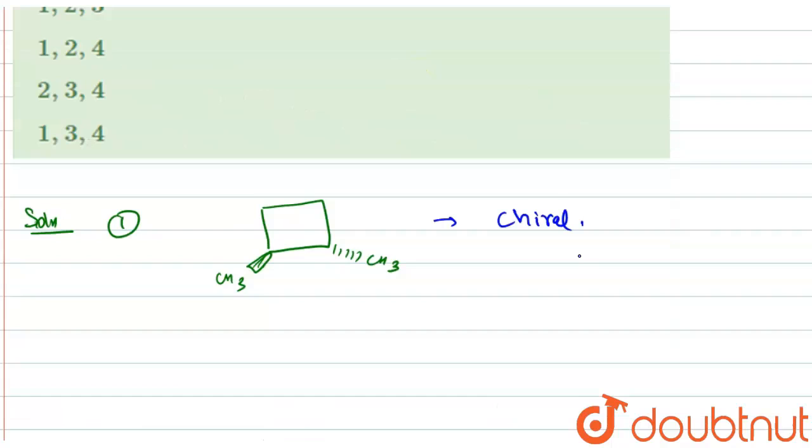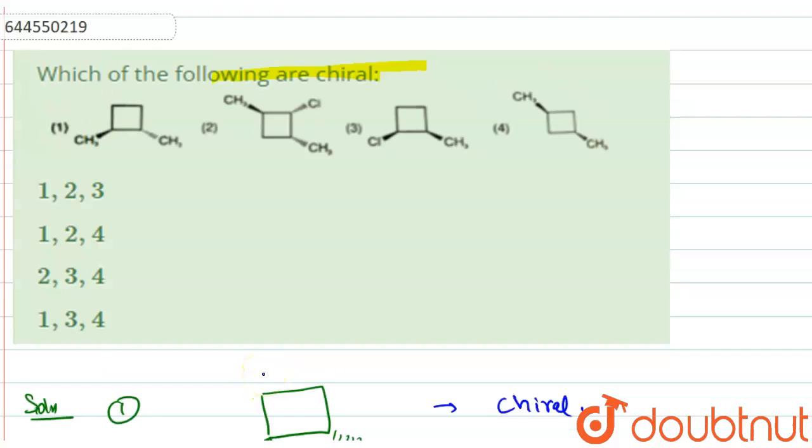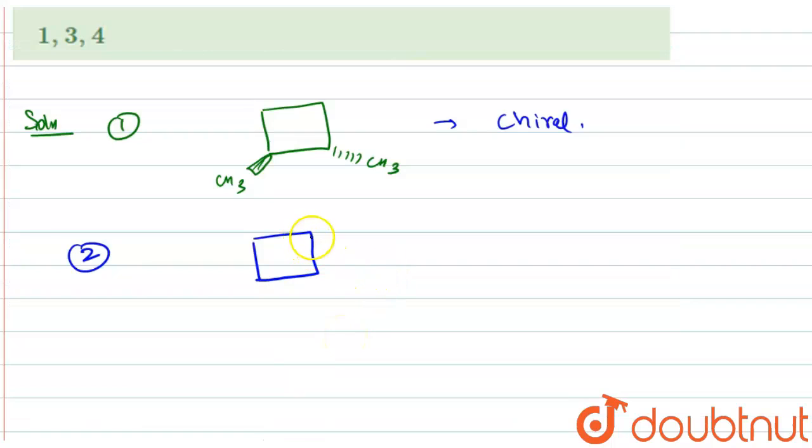Let's see the second one. It is also a cyclobutane. There is Cl at dash position as well as CH3. Cl and CH3 on dash, which is inside the plane, and one CH3 is outside the plane. This molecule also doesn't contain any symmetry, so this is also a chiral compound.